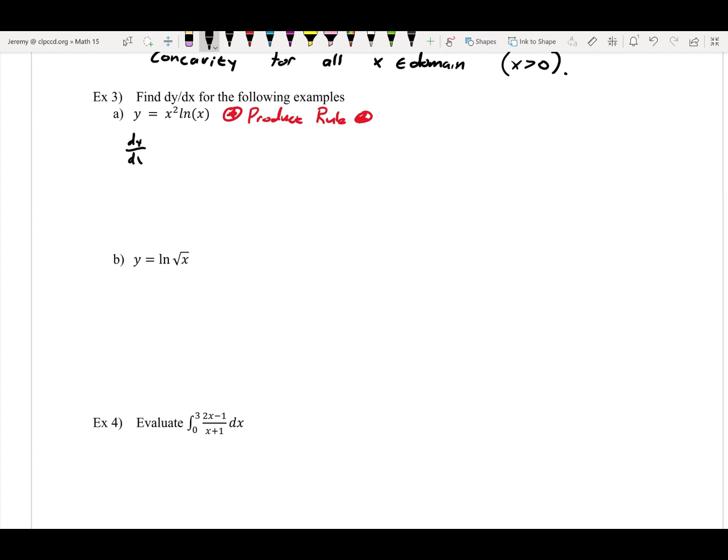dy/dx. The way this works is I'll take the derivative of the first factor, 2x, multiply it by the second factor, add that to the first factor times the derivative of the second factor.